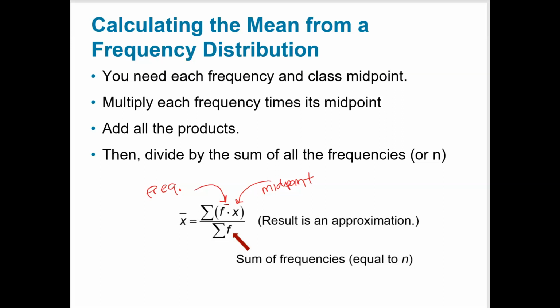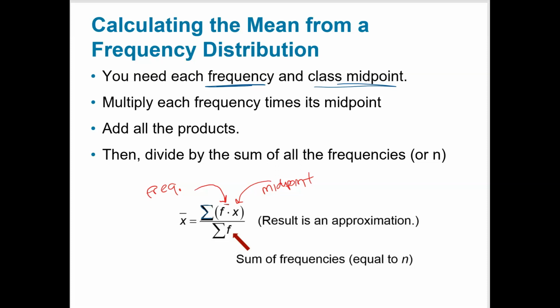This is the formula. So I'm just going to explain it one more time, and I'll show you where in the formula it comes from. So we need the frequency and the midpoint. So that's f, and x is going to be our midpoint. We're going to multiply, so that's f times x, and then we're going to add them up. That's the sigma here. That means sum. And then we'll divide by the sum of all the frequencies, and that's the sigma f here.